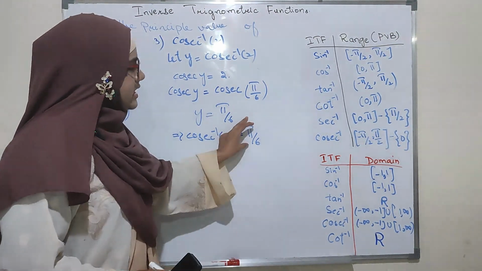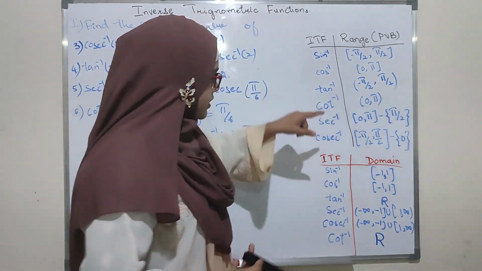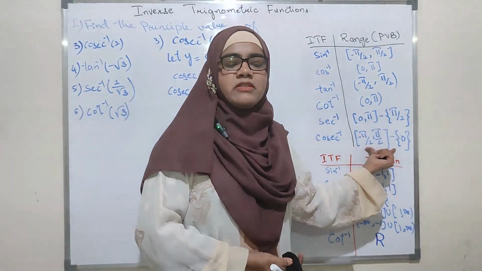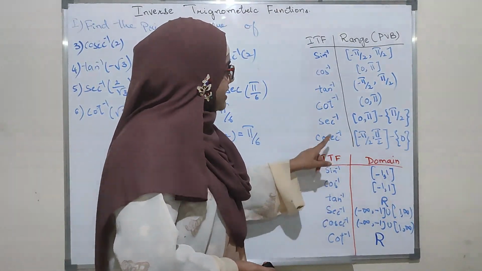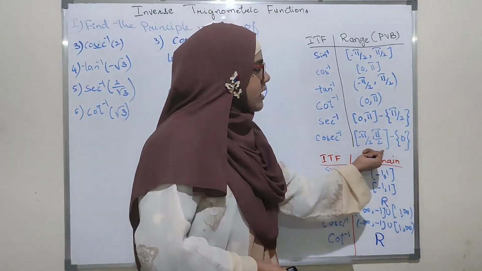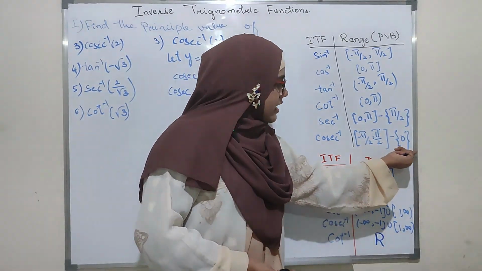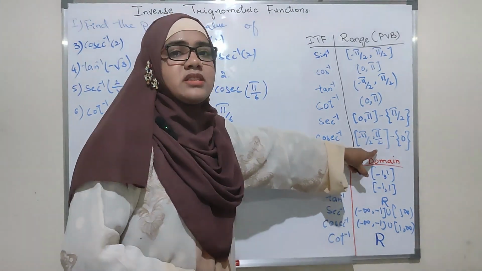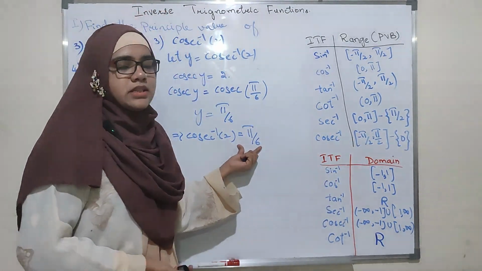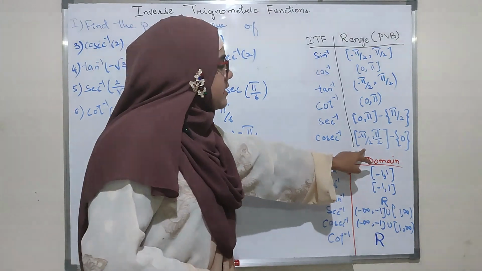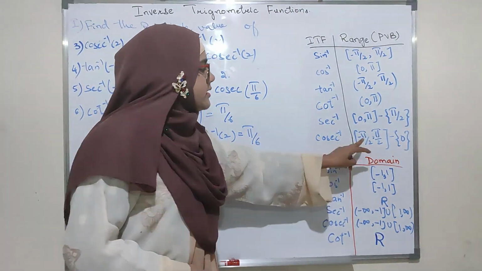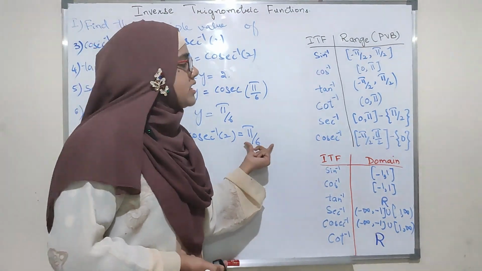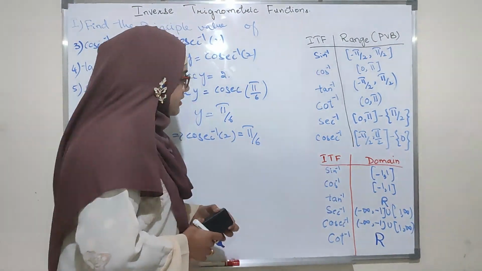Now we have to check whether this value lies in the range, the principal value branch, for cosec. For cosec we have the closed interval minus pi by 2 to plus pi by 2, minus of 0. Pi by 2 means 90 and pi by 6 is 30, so it lies between these two. It is in the interval minus 90 to plus 90, and it is a positive 30.